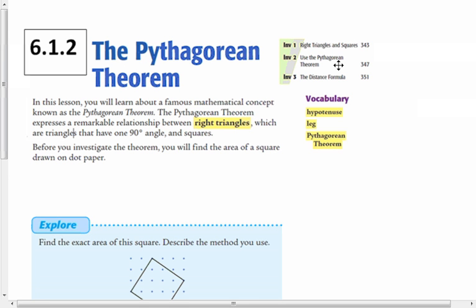Hey students, this is lesson 612, the Pythagorean theorem. We are going to learn how to use the Pythagorean theorem to solve problems related to right triangles. I'm going to skip here to page 12.